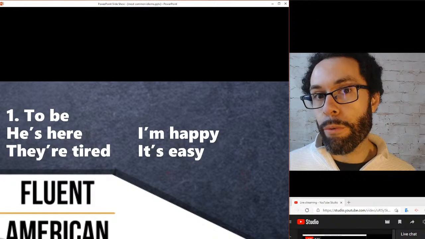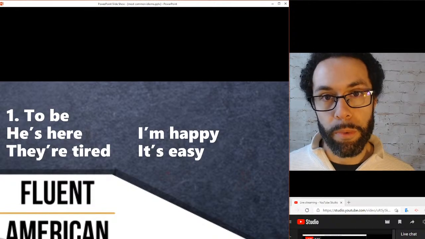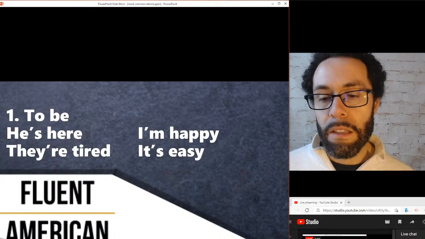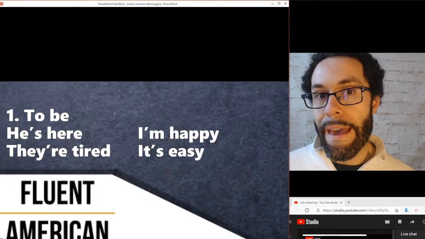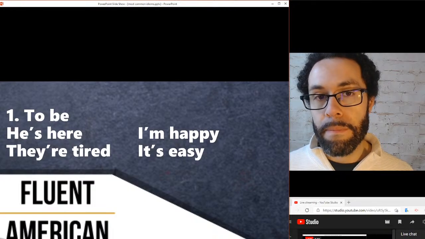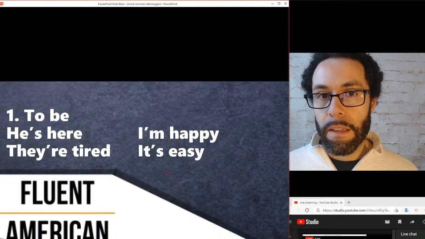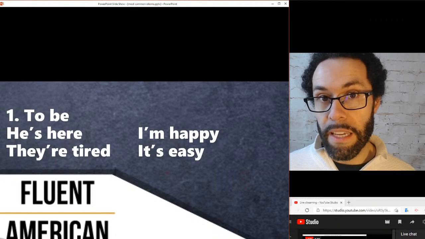And again, if you're reducing it more, instead of saying I'm happy, the more reduced form would just be I'm happy, especially holding that M sound. I'm happy. And then the last one, it's easy. And again, for reductions, you could say it is easy.